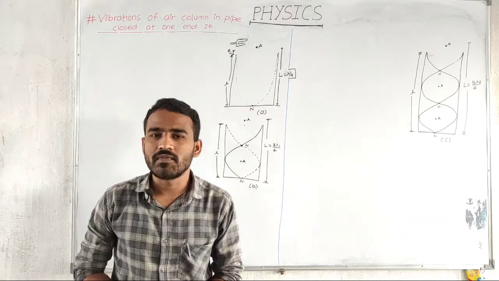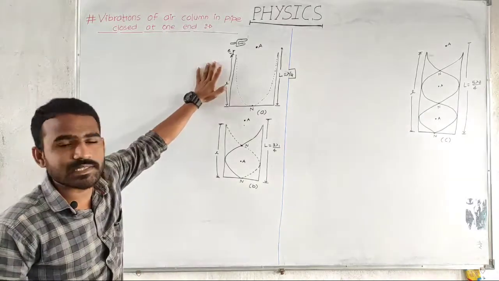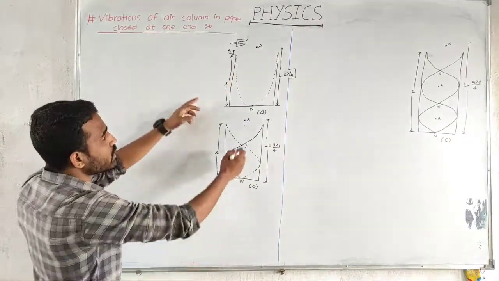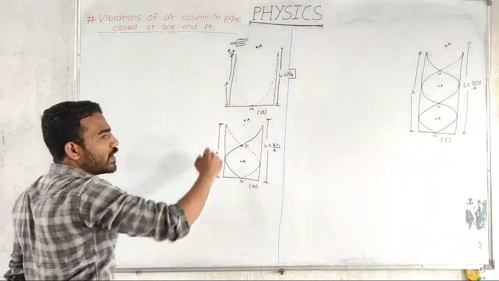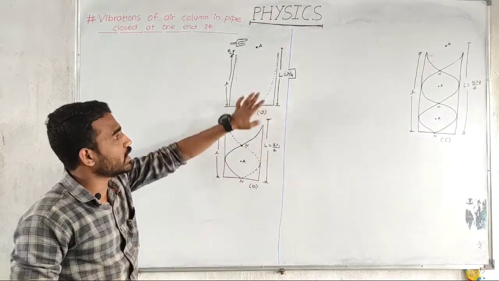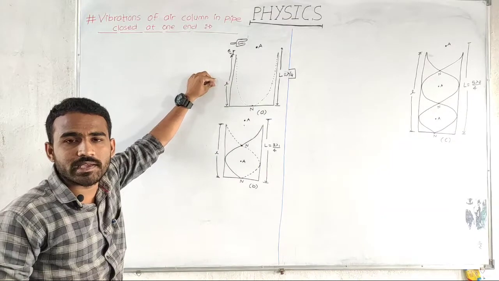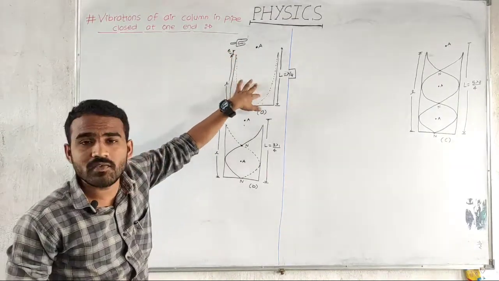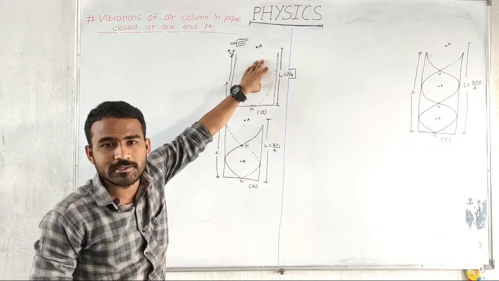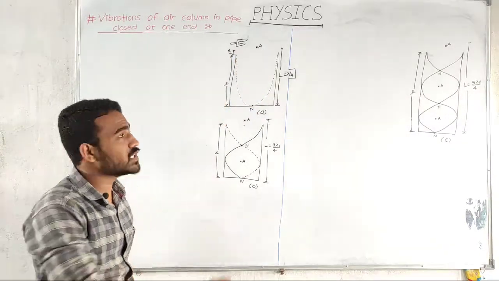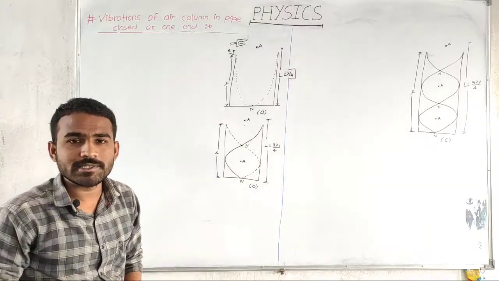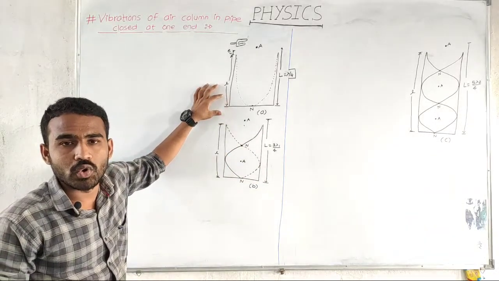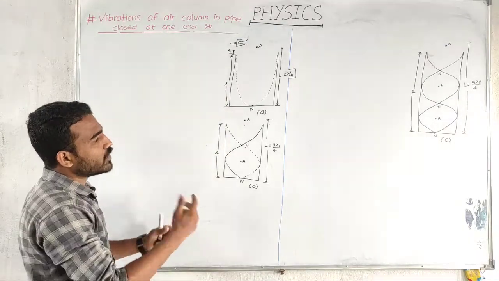Vibration and its frequency. So for this let us consider a cylindrical tube of length L. This tube consists of air columns, air particles, with one end closed.